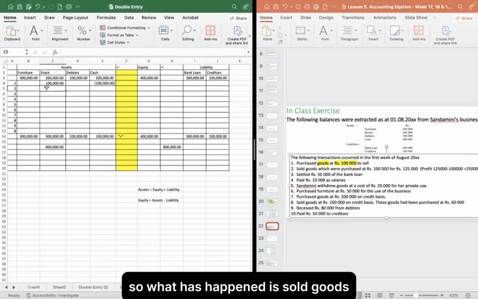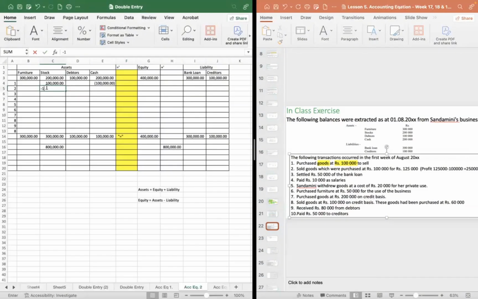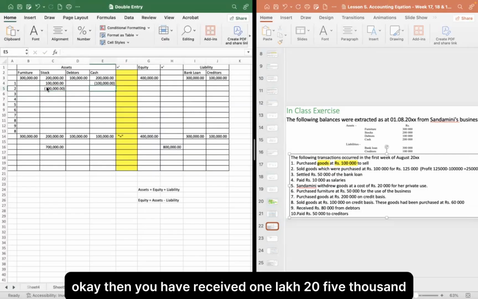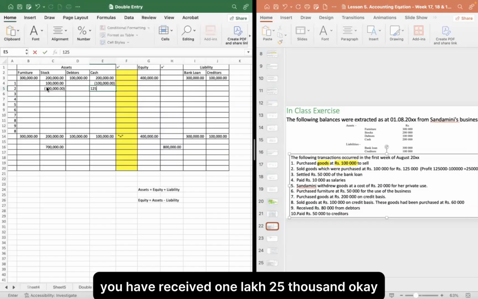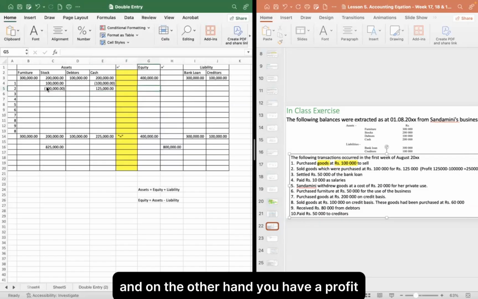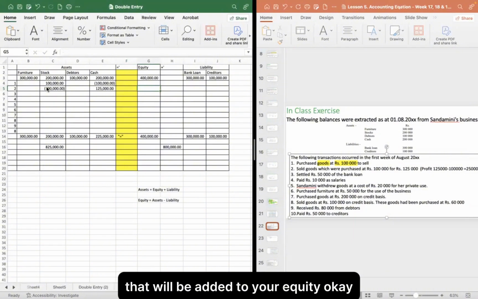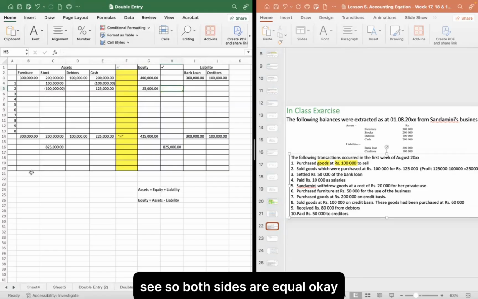So what has happened is sold goods which were purchased at rupees 100,000. එතකොට stock එක අඩු වෙනවා 100,000 වලින්. Okay. Then you have received 1,25,000. And on the other hand, you have a profit, or you have an income of rupees 25,000. Okay, that will be added to your equity. See, so both sides are equal.